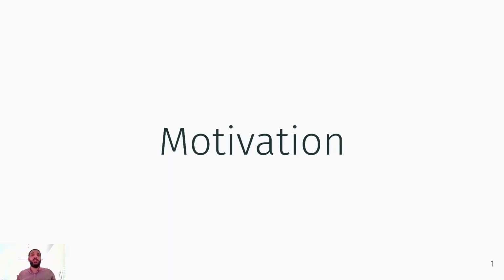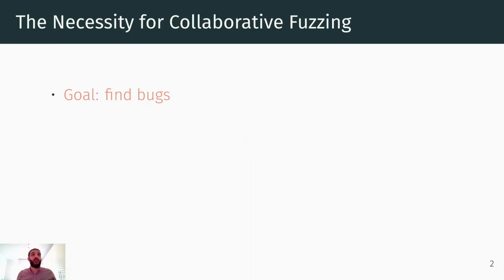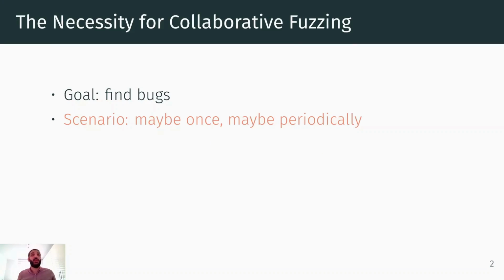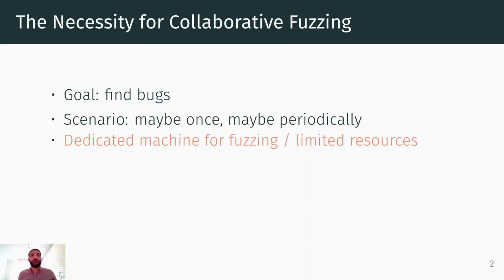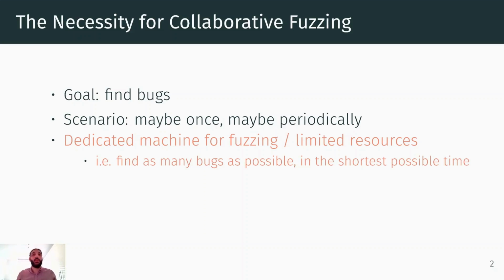The motivation that we have to do collaborative fuzzing is basically the same that you have in any kind of fuzzing scenario. You want to find bugs, maybe security vulnerabilities. The scenario may be that you have a specific target in mind that you want to find security vulnerabilities in, or maybe you want to do this periodically on every release, on every commit. So you might have a dedicated machine for that, or you might use your own developer machine. In either case, you have some limited resources to do the fuzzing with.